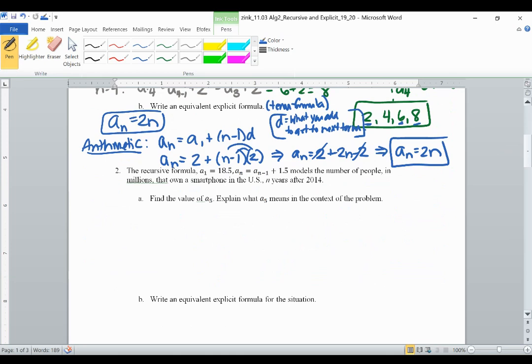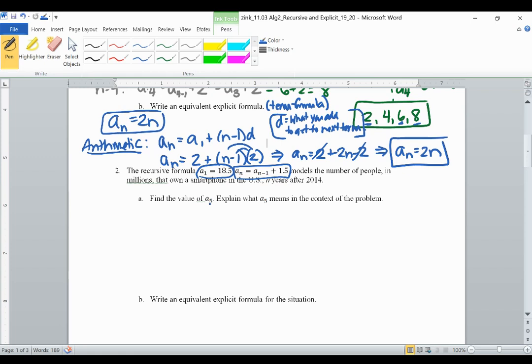Now let's look at another one. The recursive formula is a sub 1 is 18.5. A sub n equals a sub n minus 1, so the term before it, plus 1.5. This models the number of people in millions that own a smartphone in the US n years after 2014. Find the value of a sub 5 and explain what it means in the context of the problem.